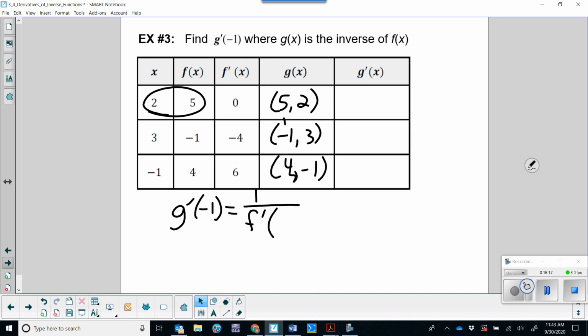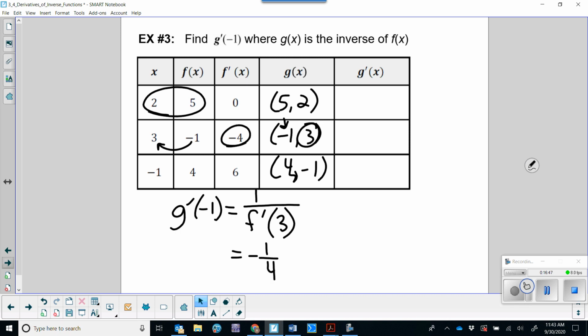Well, g of -1 is going to be 3. So it's f prime of 3. And again, the way I think of it is, to do the derivative of the inverse, I simply want to do 1 over f prime at the x value. What they're giving me is the y, so I want to do it at that x value. So it's going to be 1 over f prime of 3, which is just going to be -1 over 4, because you get 1 over -4, because that's f prime.